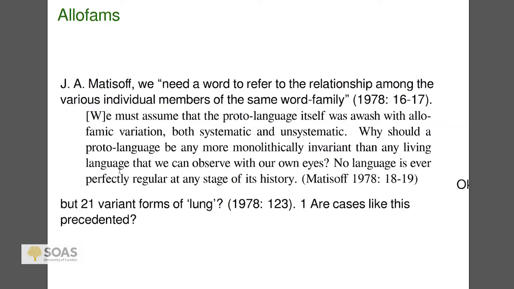But as an extreme case, in this same article or book actually from 1979, Matisoff himself reconstructs 21 different variant forms of the word for lung, and I personally find that strains credulity. No language I know has 21 similar words for lung. But are cases like this precedented methodologically?